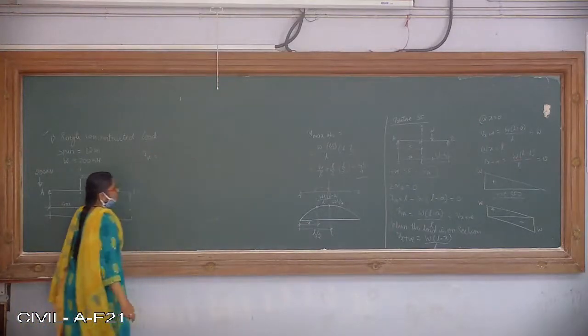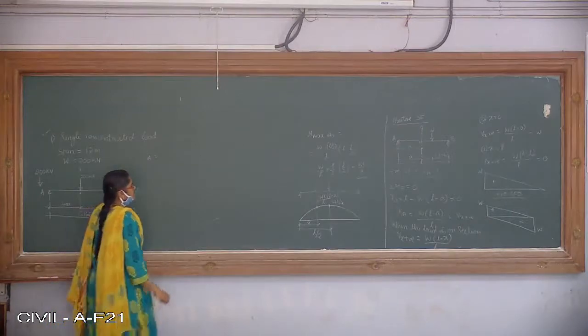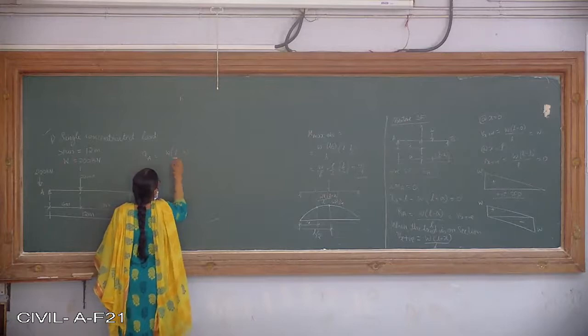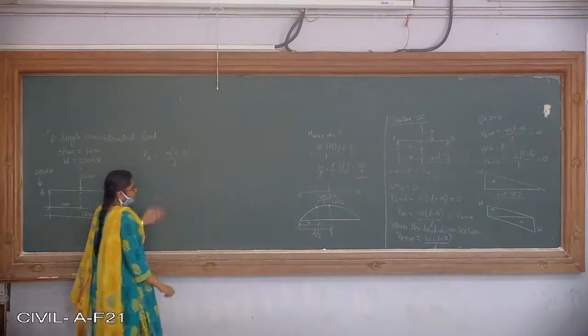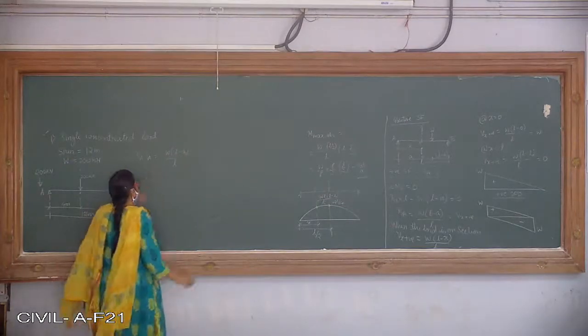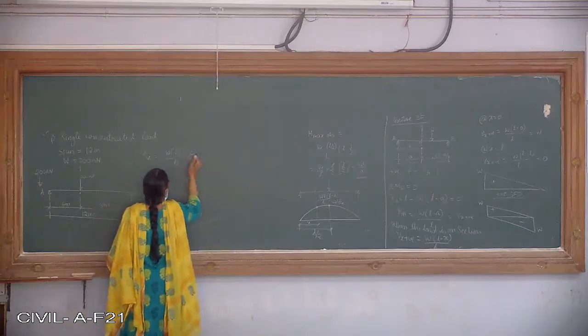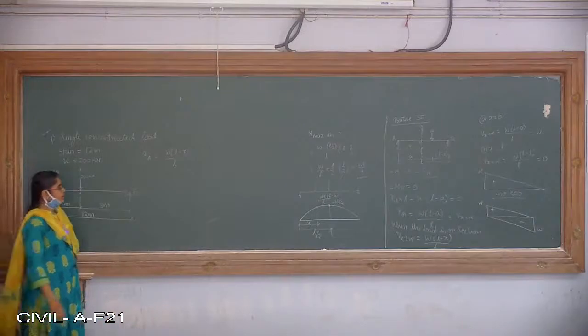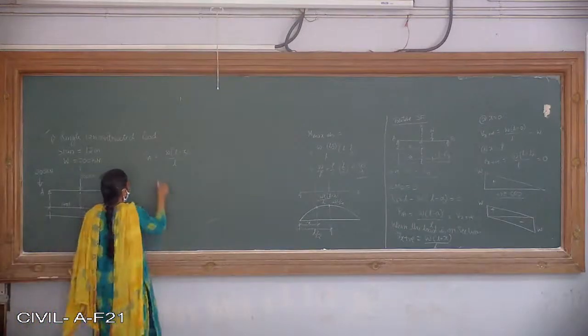RA is equal to W into (L minus a) by L, or you can take W into (L minus x) by L also. When a is equal to x, we have seen that it is W into (L minus x) by L. Okay. So what is the value of RA?